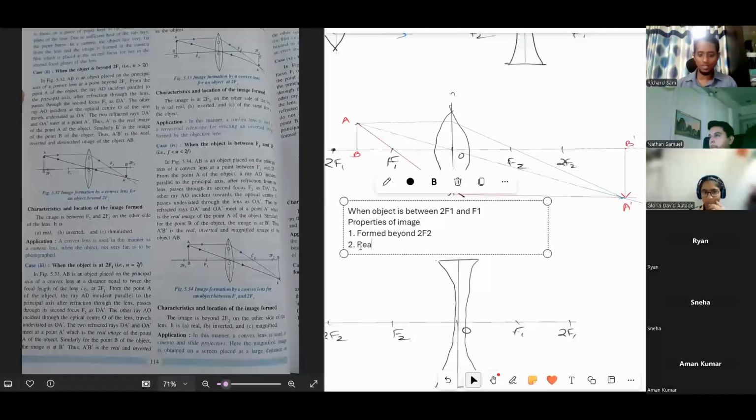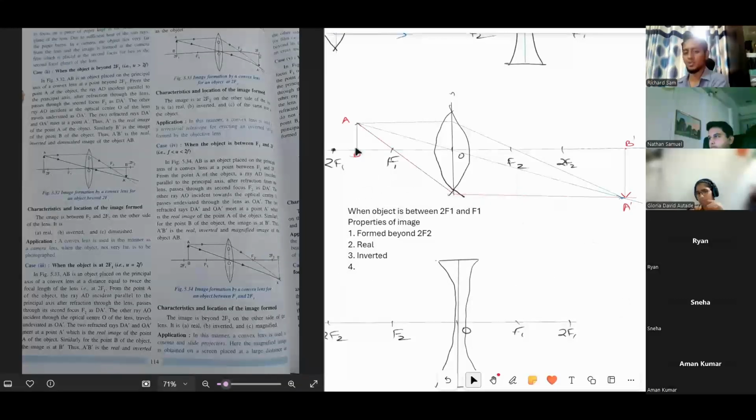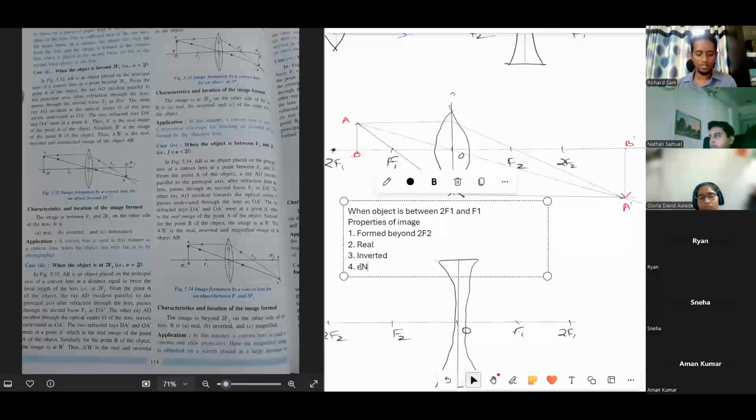Second point is it's real. Third point is inverted. Okay, fourth point, you talk about the size. What happened to the size? If you compare the object and the image, what happened to the image? It got enlarged, right? It became bigger. So you write enlarged. Okay, write down these 4 properties for this.